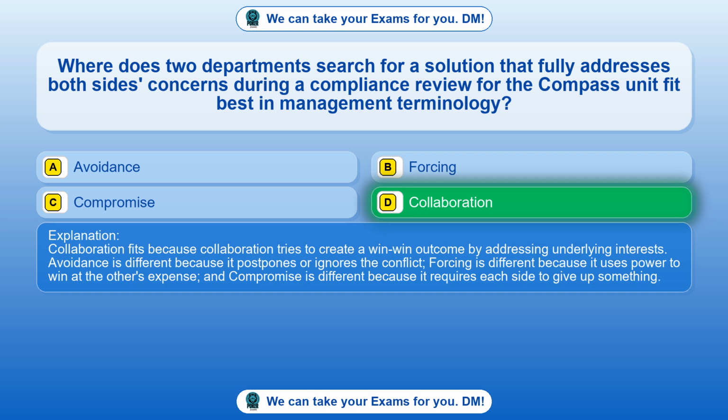Collaboration fits because collaboration tries to create a win-win outcome by addressing underlying interests. Avoidance is different because it postpones or ignores the conflict.